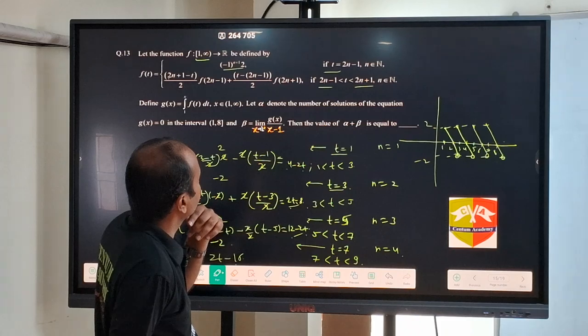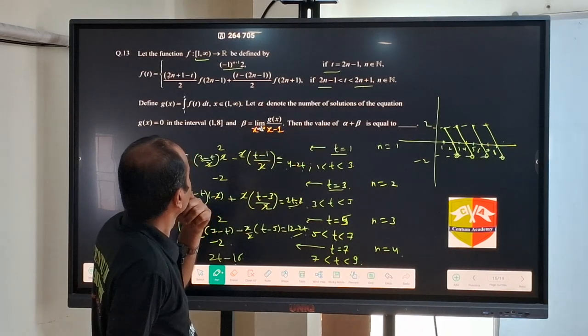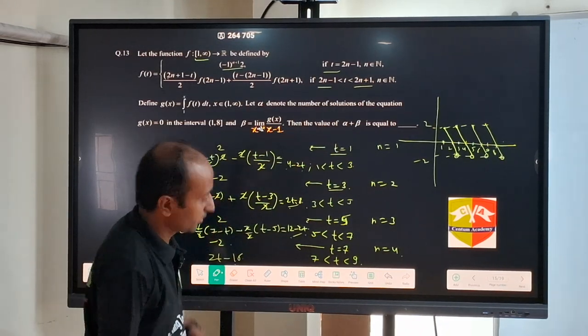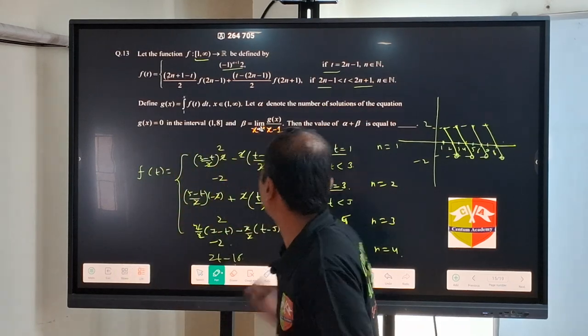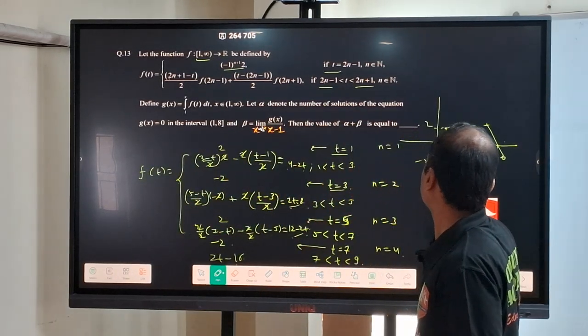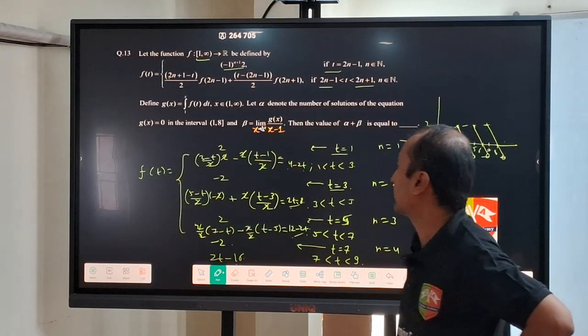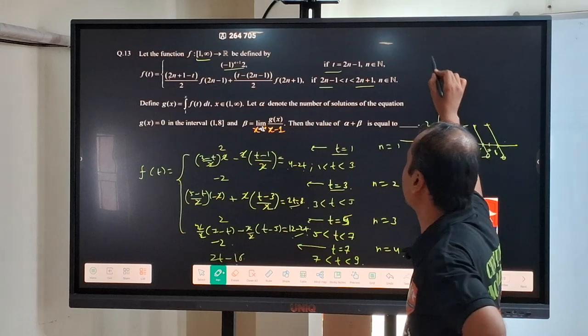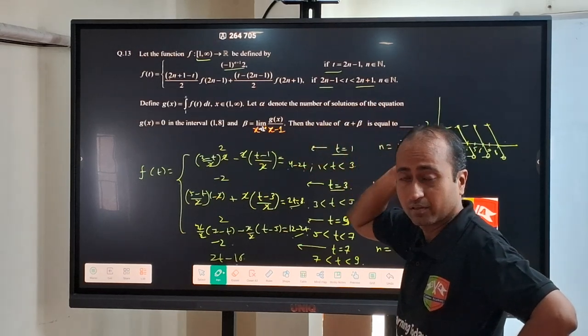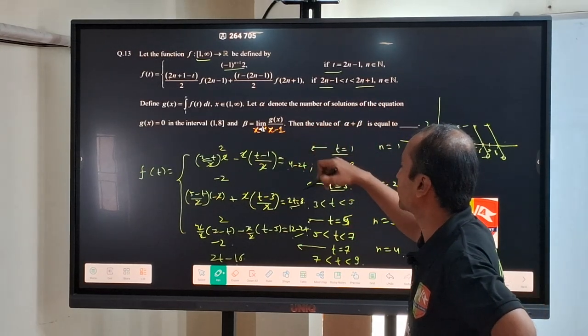As x tends to 1 plus, g(x) is actually the integral, no? So, if we talk about the integral g(x) in just the right neighborhood of 1, it will tend to 0, okay? And the denominator is also 0. So, what will happen is we can use L'Hopital's rule by differentiating both the numerator and denominator.